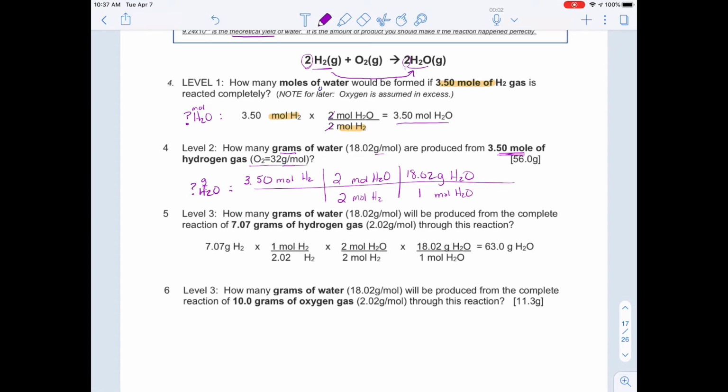Notice I didn't need my oxygen in this problem, so sometimes you'll have a little extra information you don't need. That's not uncommon, so don't let it throw you. When you do this math, you're going to get 56.0 grams. It's 1, 2, 3 sig figs because this was 1, 2, 3 sig figs.